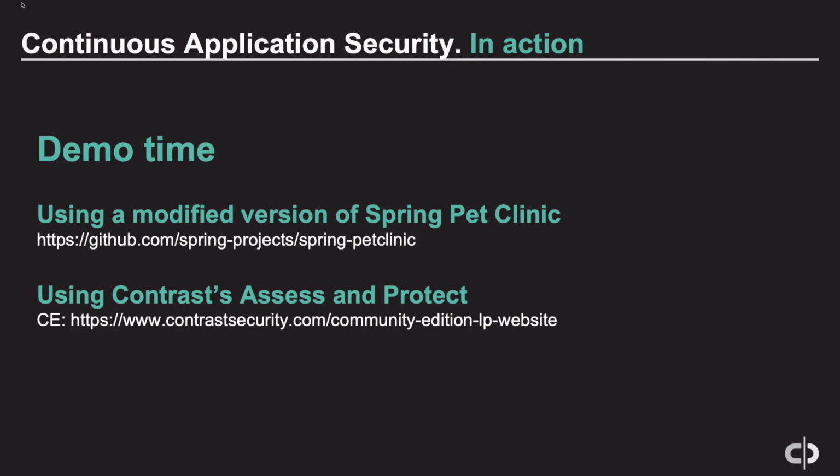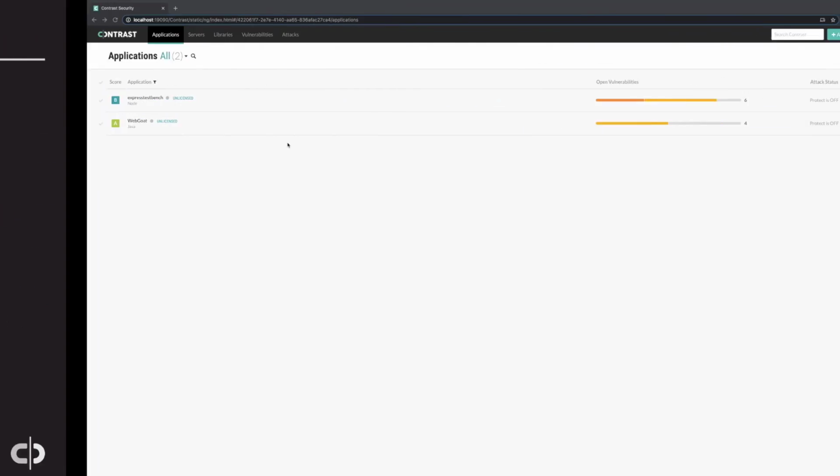Okay, so let's get to the demo. For this, I'll be using a modified vulnerable version of Spring Pet Clinic, which is just an open source demo application for Java Spring. And I'll also be using Contrast Assess and Protect, which are IAST and RASP respectively. There are other products out there, but obviously this is the one I'm most familiar with and probably a bit biased towards. So let's get started.